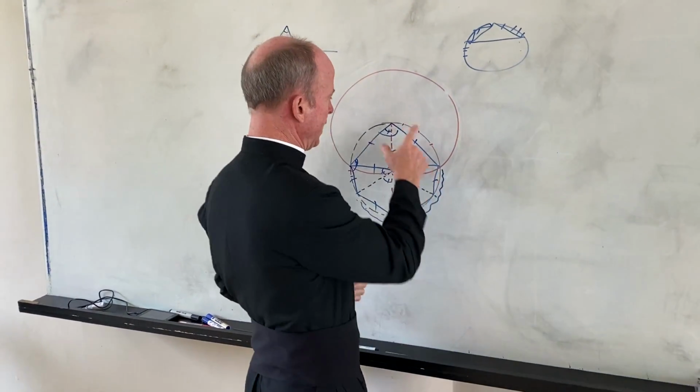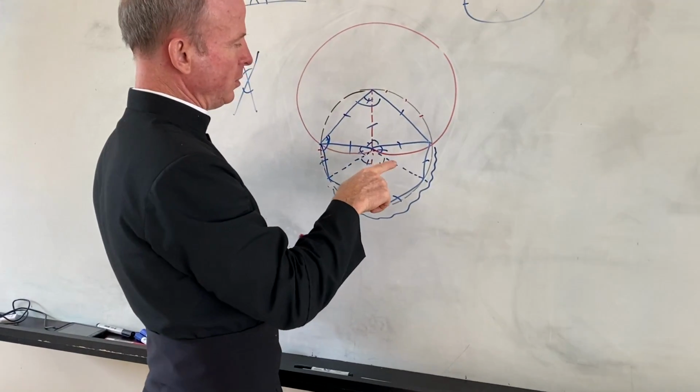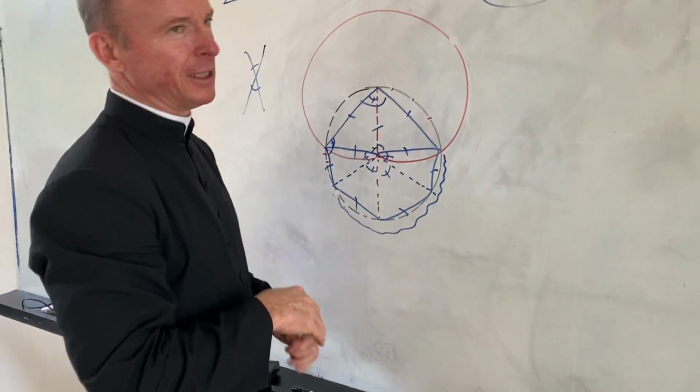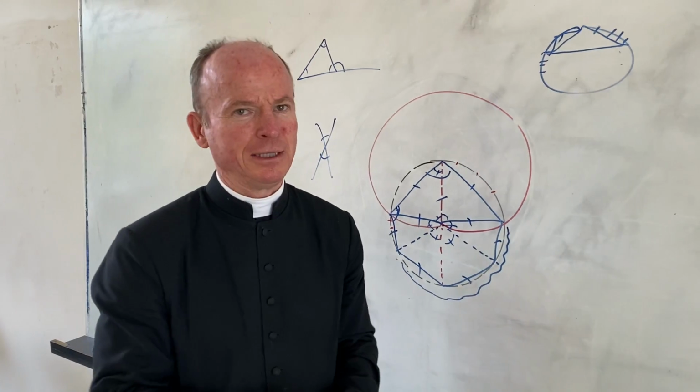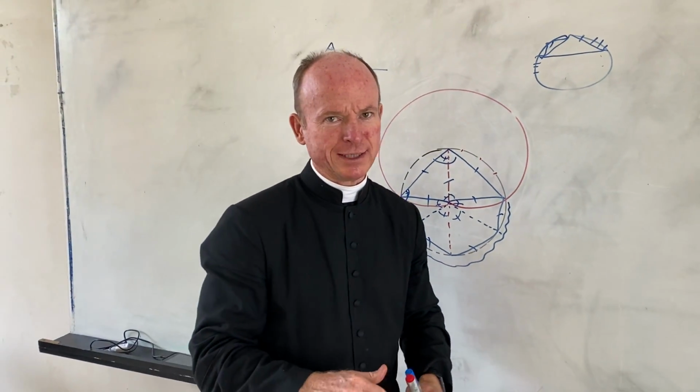Therefore we have inscribed in this not so pretty circle this very ugly hexagon, and we see that it's equiangular and equilateral. Quod erat demonstrandum.